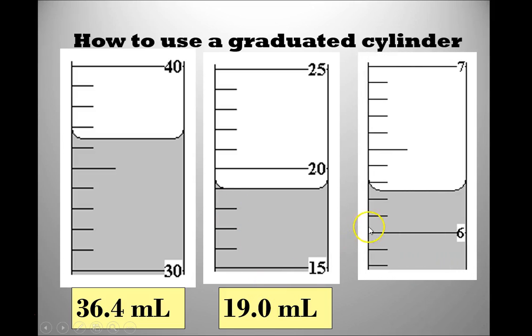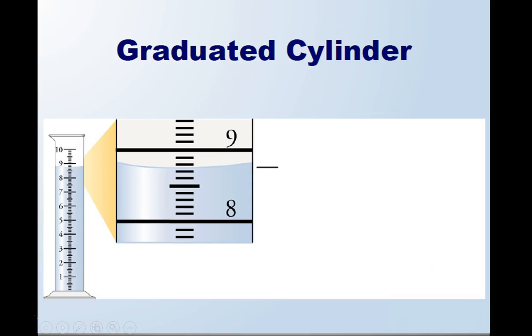All right, now this one's going from 6 to 7. So now each of these lines is not 1 milliliter, it's 0.1. So this is 6.1, 6.2, 6.3, and so on. So it's somewhere between 6.2 and 6.3. So you have to take a guess. 6.25. You know with certainty the 6.2, you guess the next number in line, that 5.